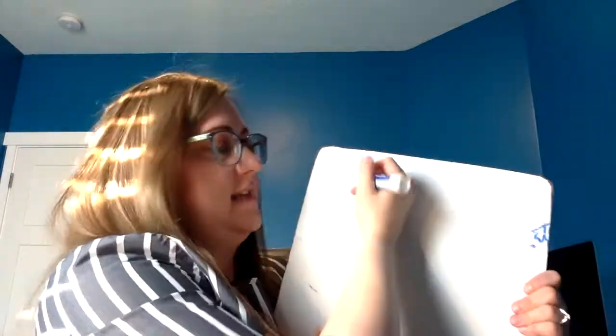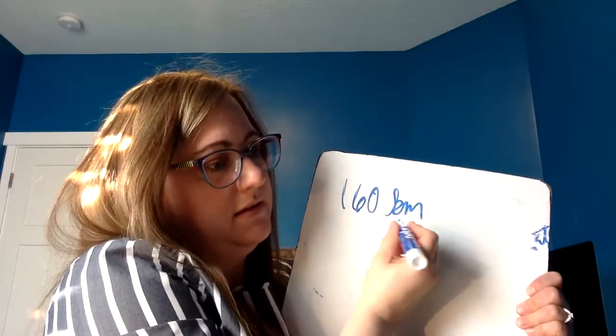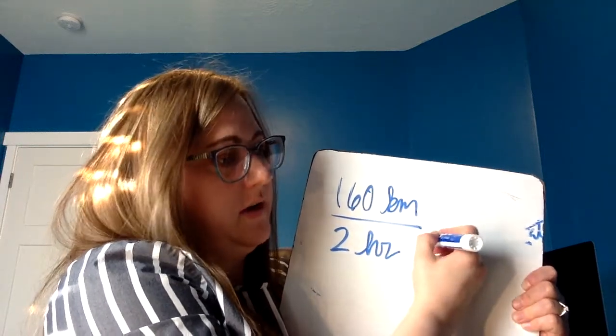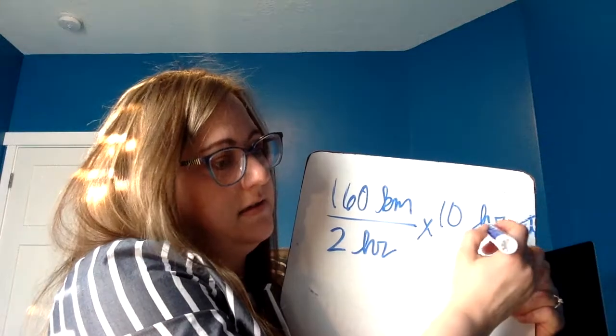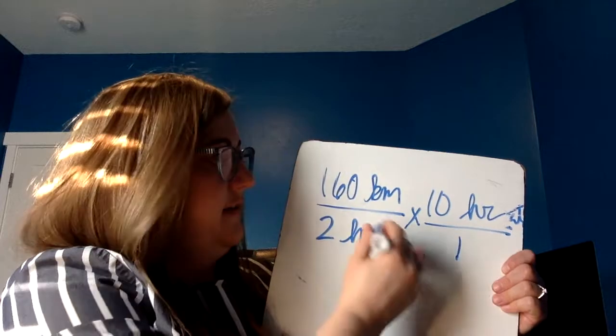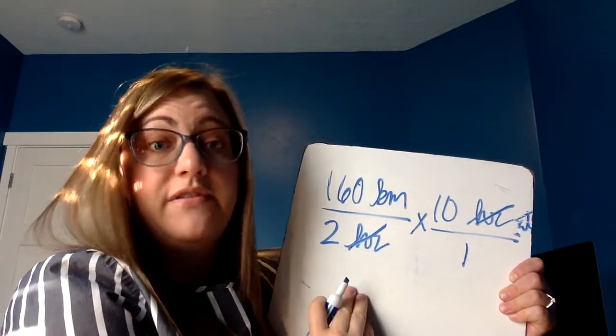All right, D is 160 kilometers over 2 hours. And we're going to multiply it by 10 hours over 1. Okay, you can cross cancel hours. We have 2 and 10, both divisible by 2.